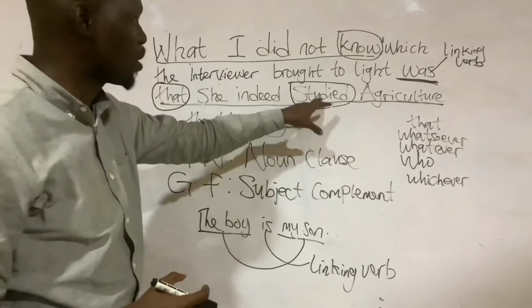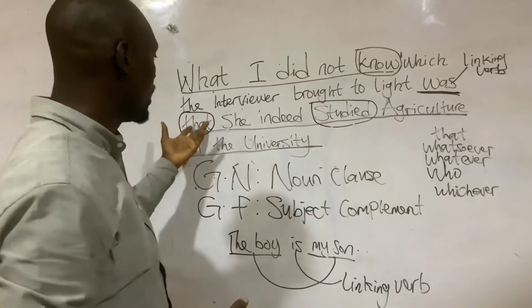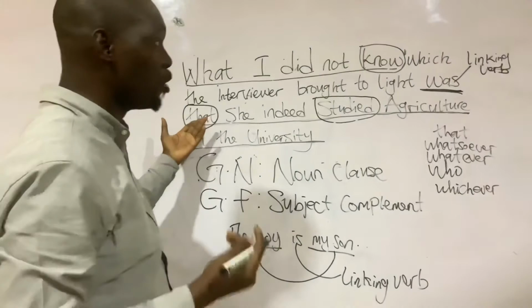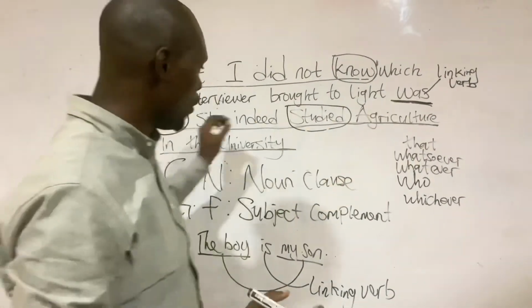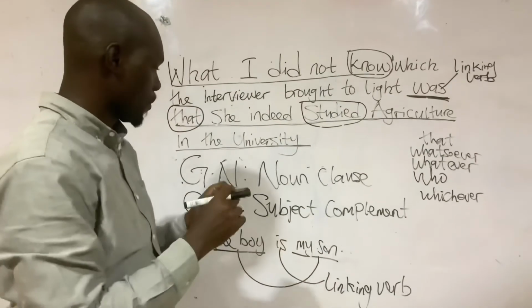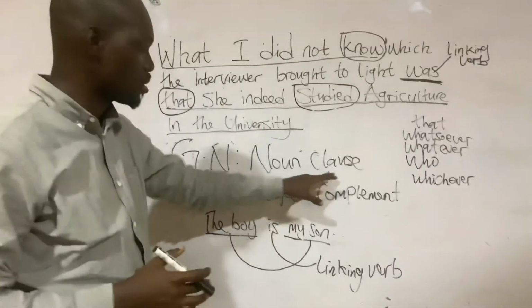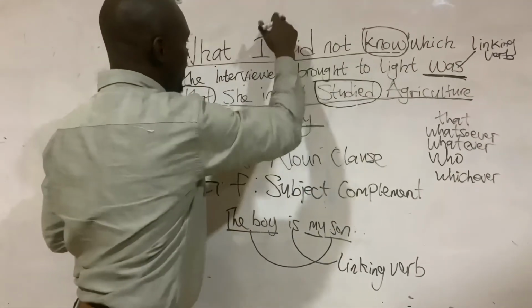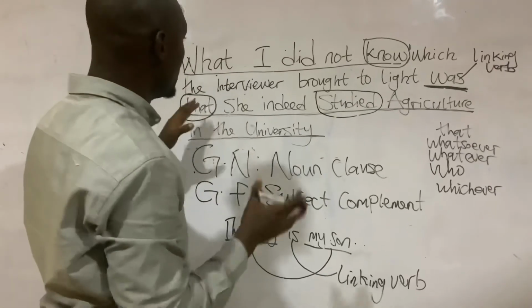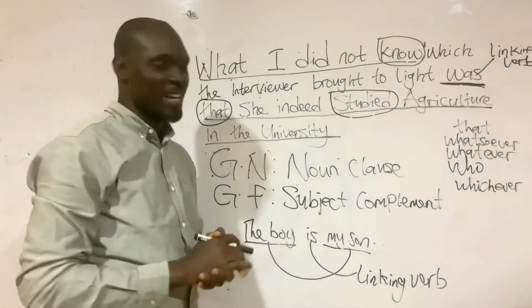First, it's a clause because it has a finite verb. And second, it's a noun clause because it has a marker, that, and third, it is preceded by what? By a verb. All these three factors make this underlined expression a noun clause. Why is it a subject complement? It's a subject complement because it refers back to the subject of the sentence, which is what I did not know.